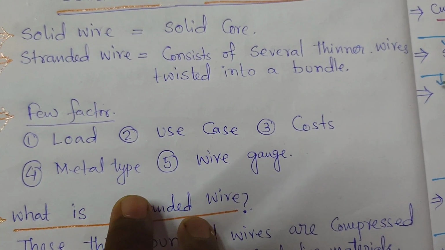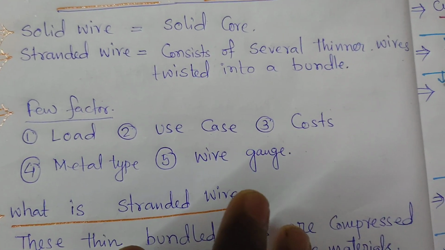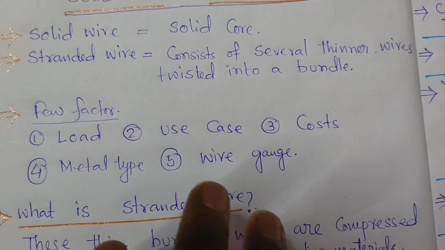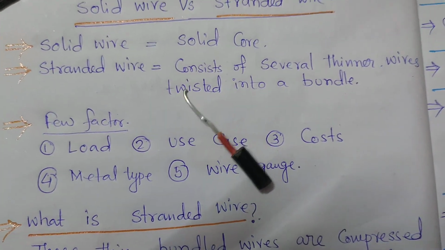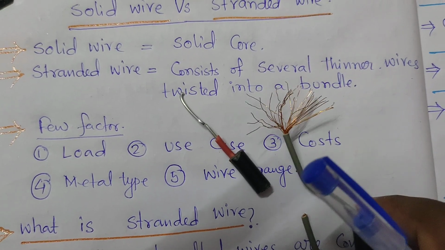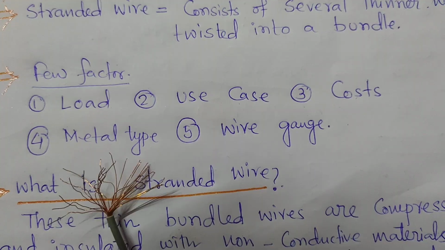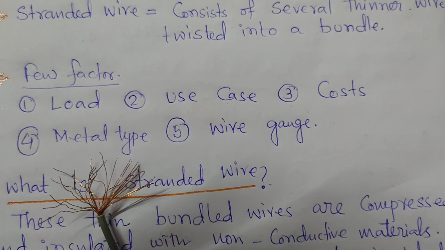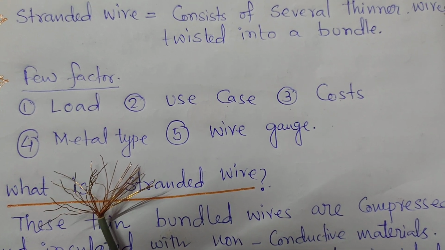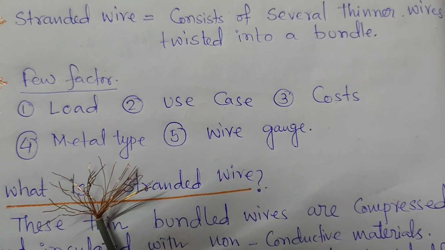A few factors are there to maintain or to select which conductor among these two is best. We have to select with the help of a few factors. These factors are load, meaning current carrying capacity, use case, cost, metal type, and wire gauge.